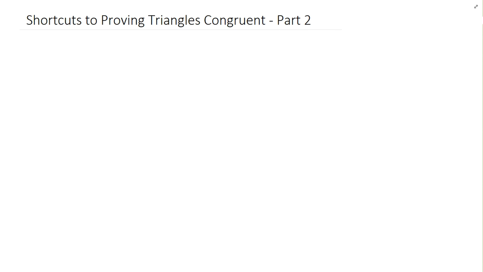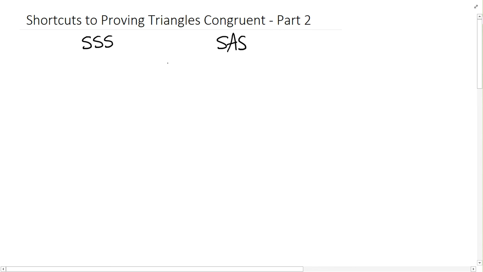Okay, welcome to part 2 on looking at shortcuts to proving triangles are congruent. In part 1 we looked at two specific shortcuts. One is side, side, side, and the other one is side, angle, side. Side, side, side is when you have two triangles, and these are terrible triangles, but you get the idea.